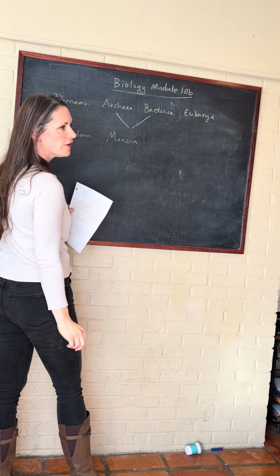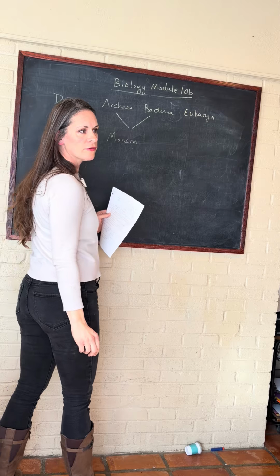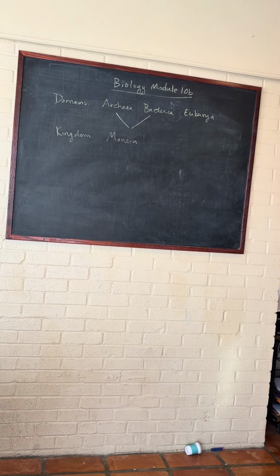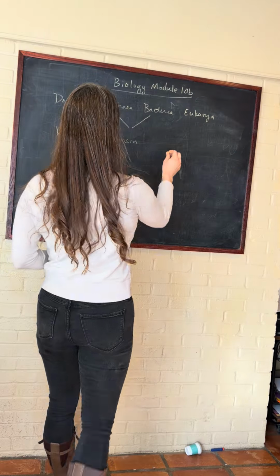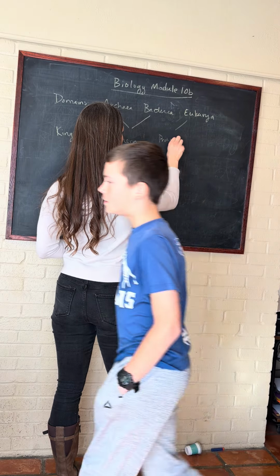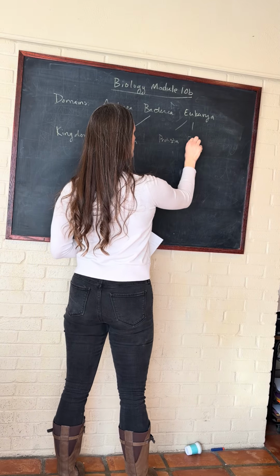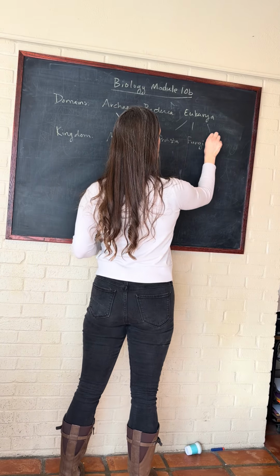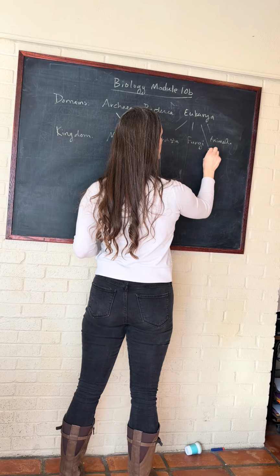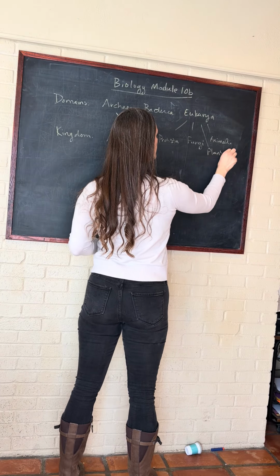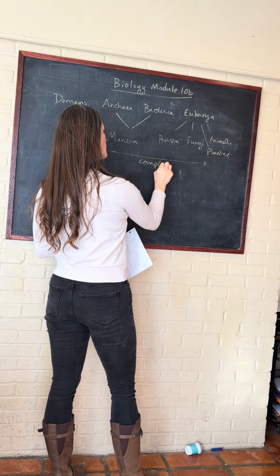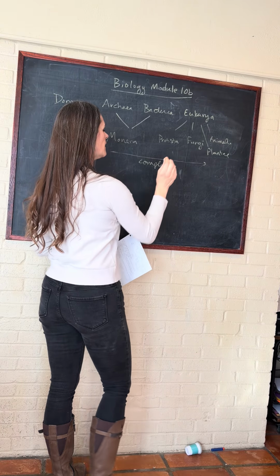In domain eukarya, we have 4 kingdoms, which are Protista, fungi, Animalia, and Plantae. Sorry, I did these out of order. Plantae and then Animalia, because we go in an order of increasing complexity here. That's why they have to be in that order.